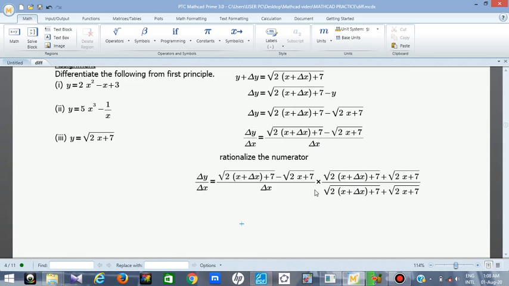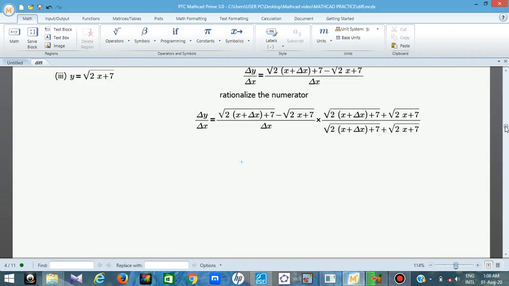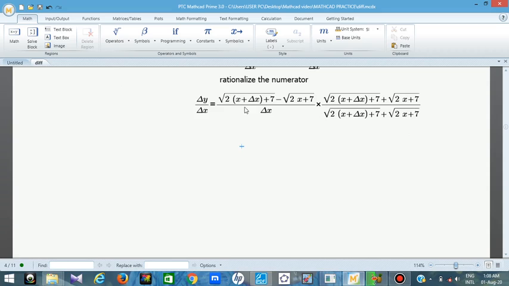So now that we have done this, we need to expand the numerator. For the numerator, we can use difference of two squares, since they have the same values, the only difference is the plus or minus. If I use my rule of difference of two squares, I'm going to square this. So the square root will disappear, leaving 2 bracket x plus delta x plus 7 minus 2x plus 7.